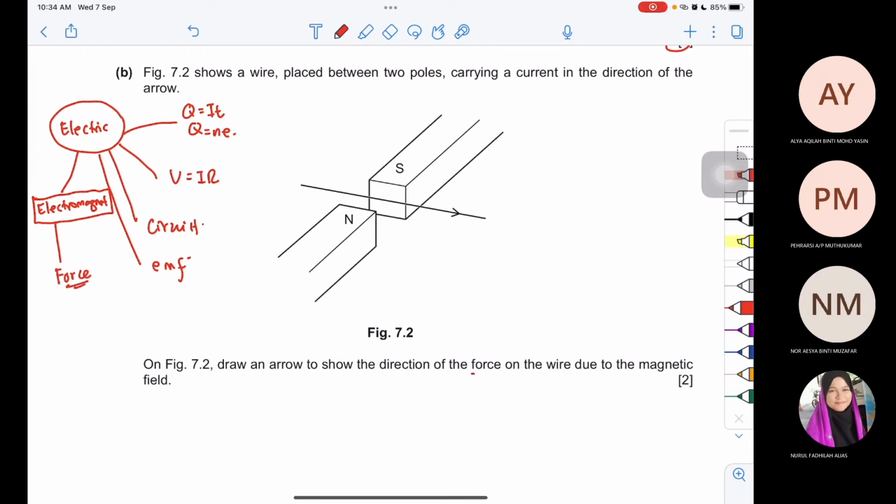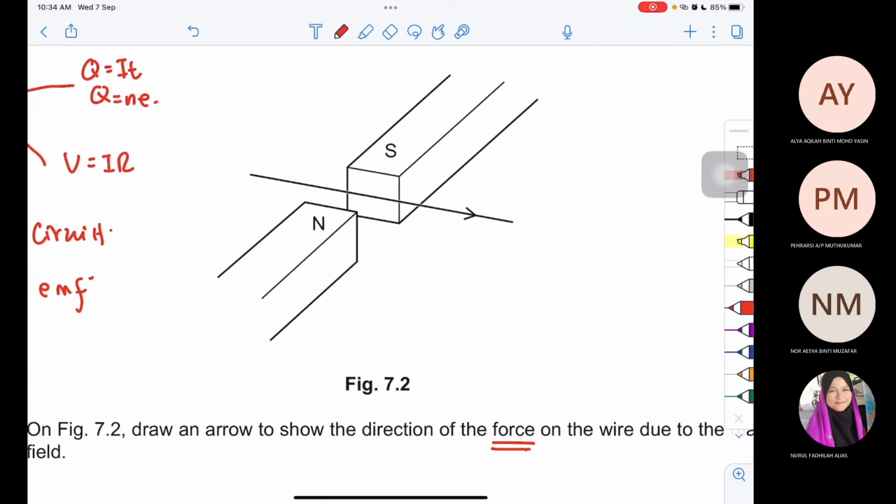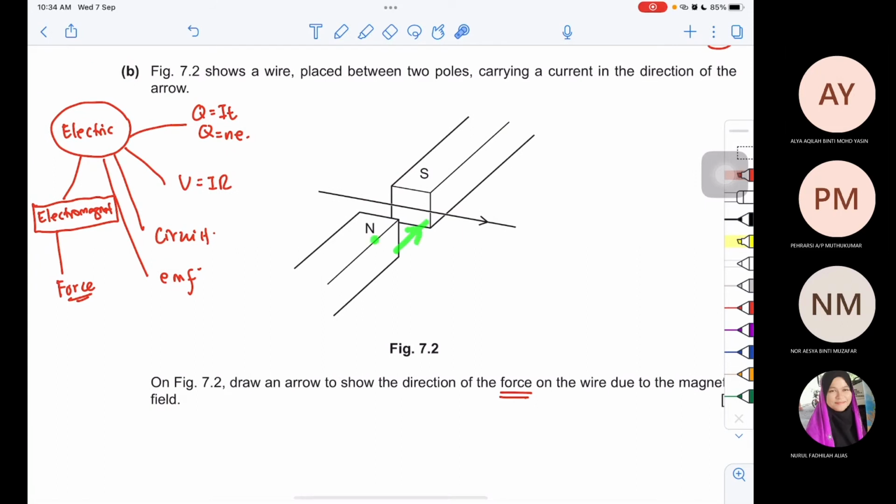So here is force. Force on the wire due to the magnetic field. Remember? So first of all, we know that without the conductor, if there is no conductor here, we will always know the direction of the magnetic field is from north to south, north to south, north to south. Right? Okay.